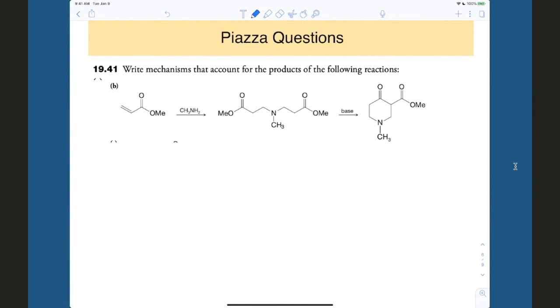So for this first reaction, we can note that this methylamine is a soft nucleophile. So it's going to use its electrons to do an aza-Michael addition. This is a 1,4 addition.